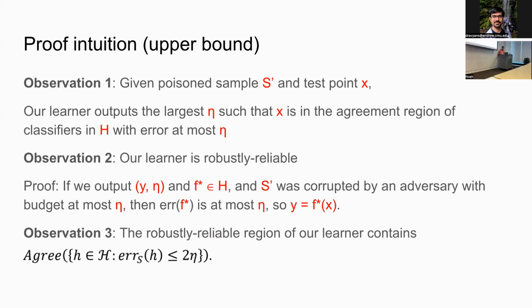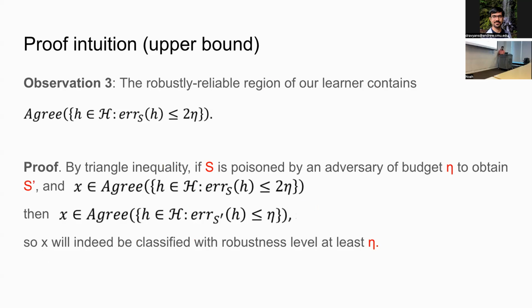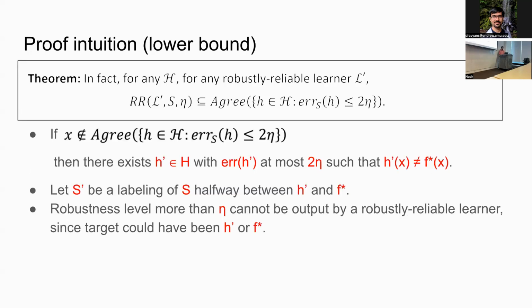The final conclusion is that the robustly reliable region of our learner contains all the points in the agreement region. And this is also a simple proof by a triangle inequality. If S is poisoned by an adversary of budget eta to obtain S prime, and we also know that X is in the agreement region of points with error at most 2 eta, this implies that on S prime, X is in the agreement region of points with error at most eta. And then this implies that it is again classified with robustness level at least eta. Okay.